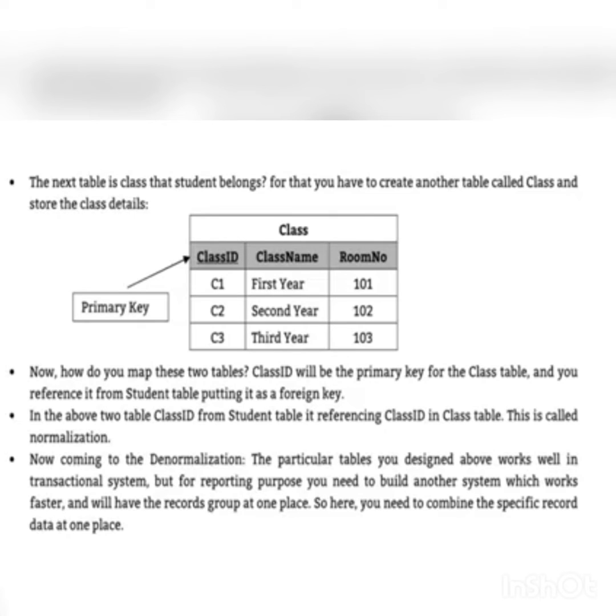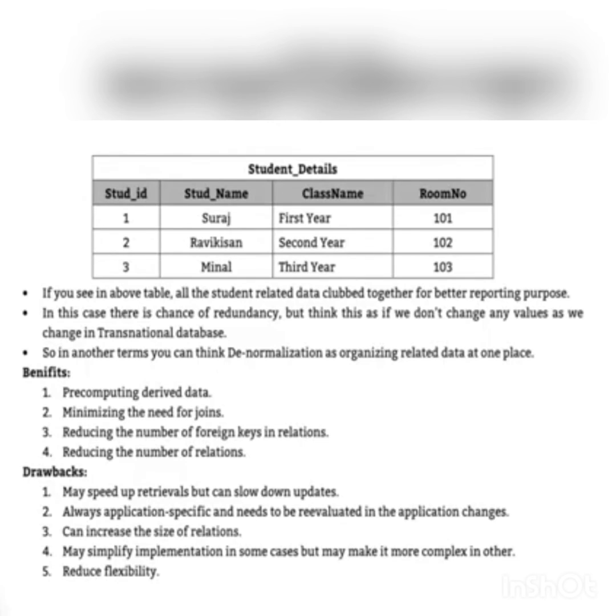Now coming to denormalization, the tables you have designed above work well in a transactional system, but for reporting purposes you need to build another system which works faster and will have the records grouped at one place. So here you need to combine the specific record data at one place. Here again we will combine these previous two tables and create the table student details. If you see in the above table, all the student related data is clubbed together for reporting purposes.